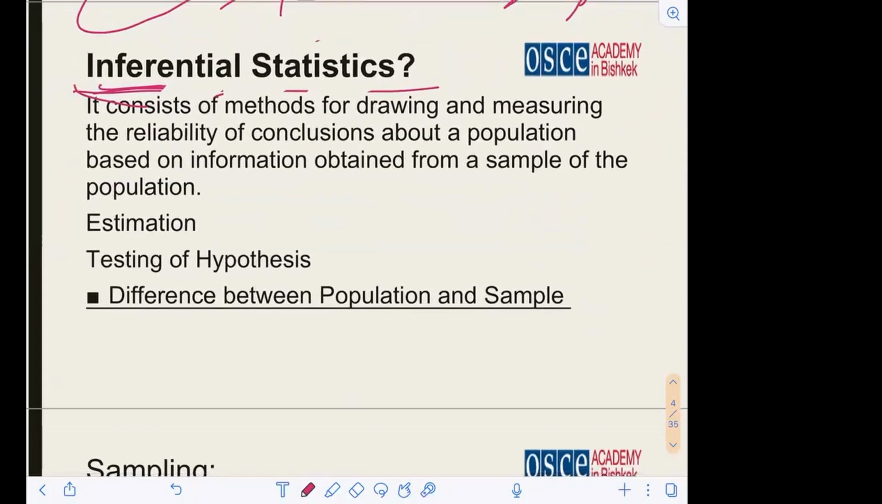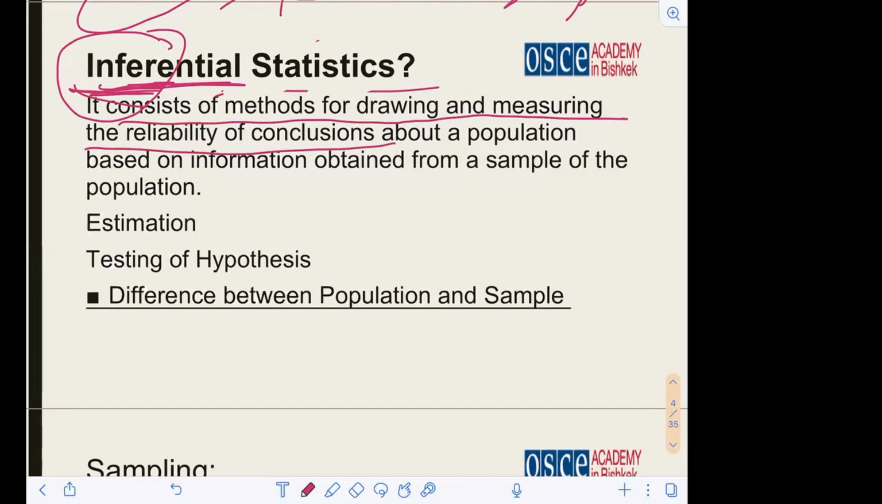Now, inferential statistics. The word itself comes from the word infer, that you infer some information from somewhere, and we are going to discuss that somewhere. So it consists of methods for drawing and measuring the reliability of conclusions. Drawing means that you are going to draw some conclusion, some information.